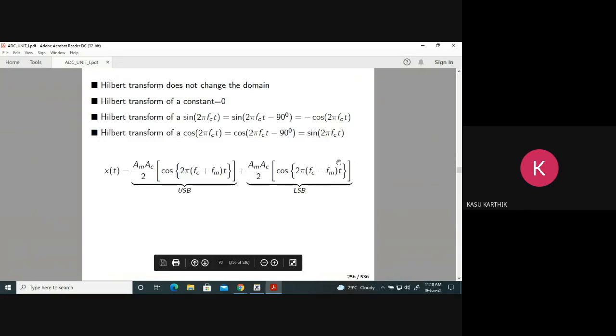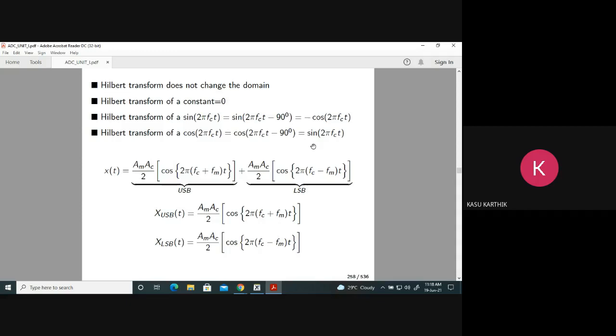Now, this is the DSBSC equation in time domain for a single tone signal. Do you remember? Upper sideband, lower sideband. Single tone means m of t is Am cos 2 pi fmt. Now what is a USB signal? You only transmit either the upper sideband or the lower sideband.